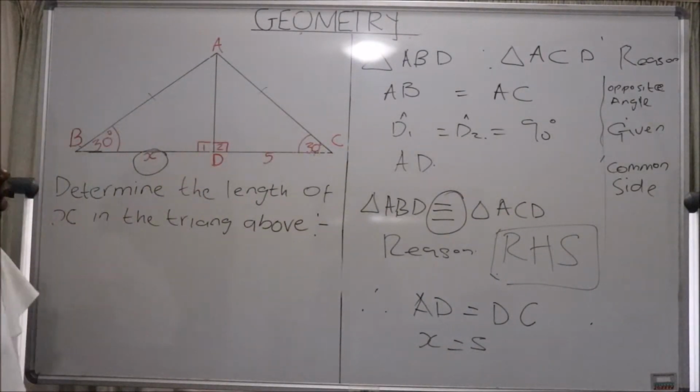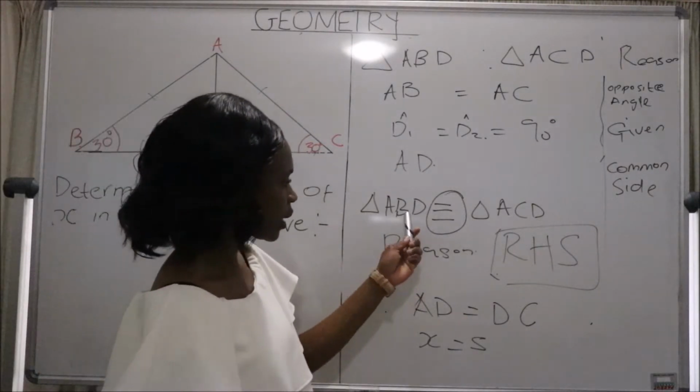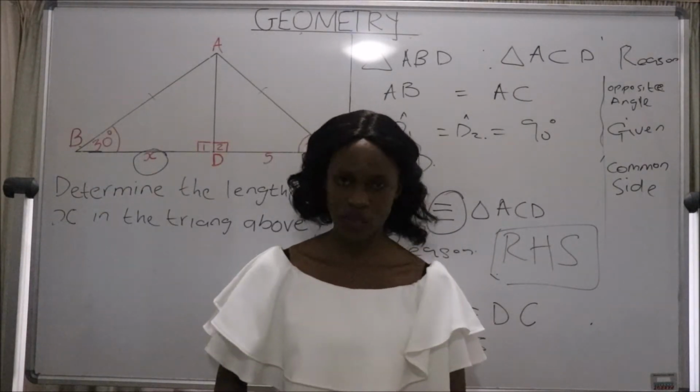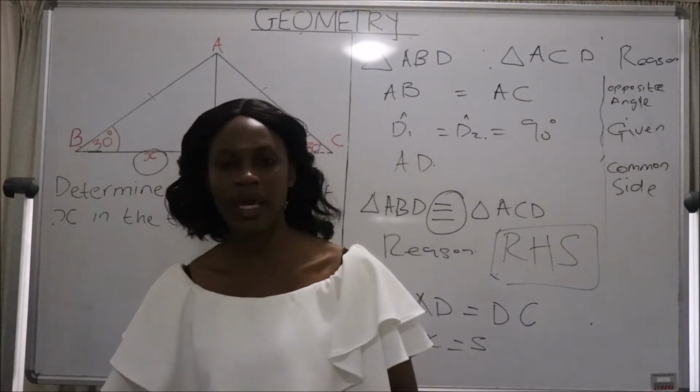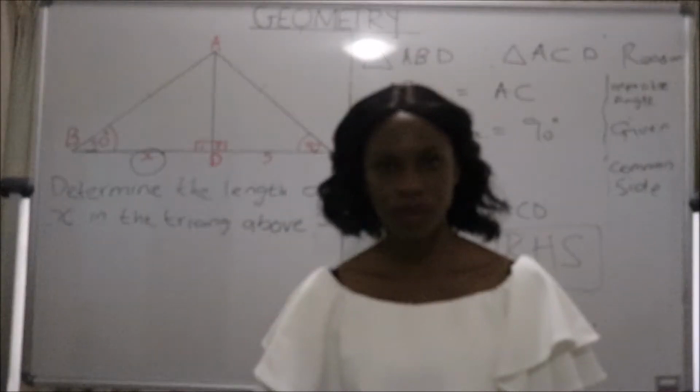We have proven this considering that the two triangles are congruent to each other. That means that all the lengths and all the angles inside the triangle should also be the same.